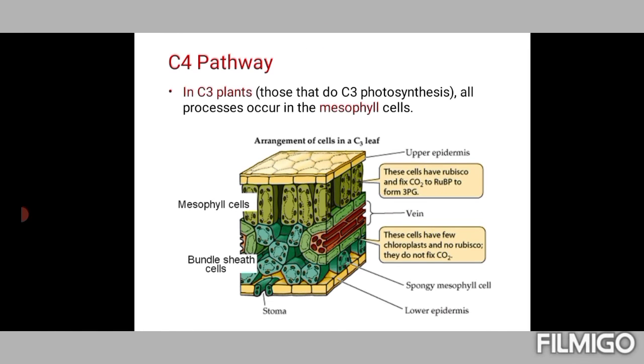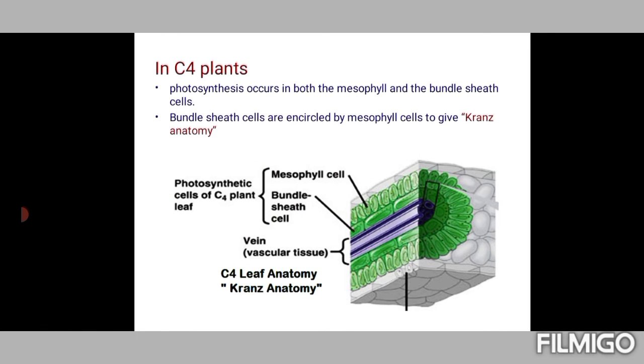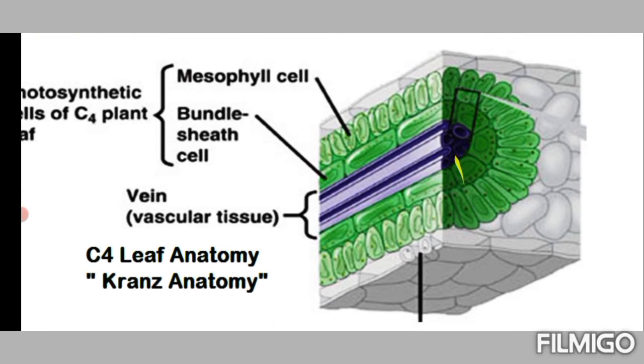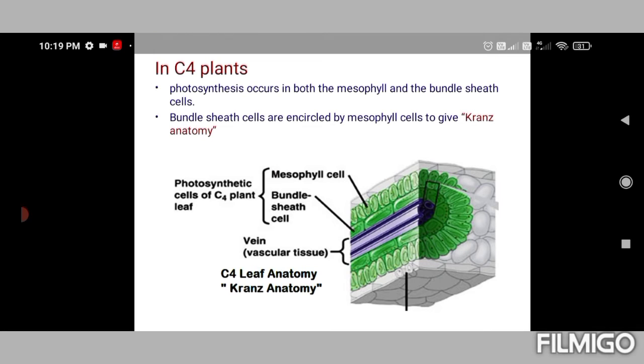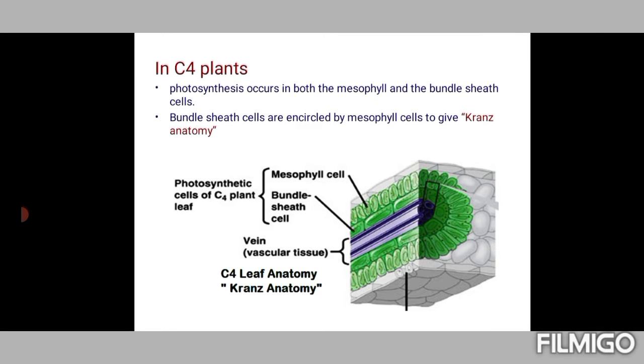Whereas in C4 plants, the arrangement is a bit different. The mesophyll cells encircle the bundle sheath cells, and this is called Kranz anatomy. Kranz stands for crown, so this is a crown-like arrangement. Kranz anatomy is characteristic of C4 plants, and in C4 plants, the bundle sheath cells are plentiful in Rubisco.